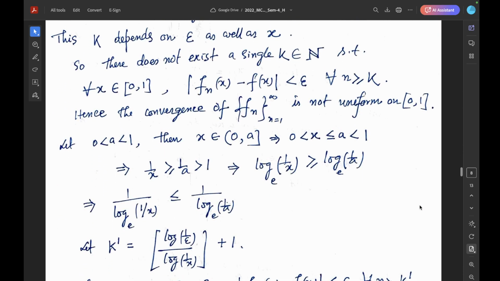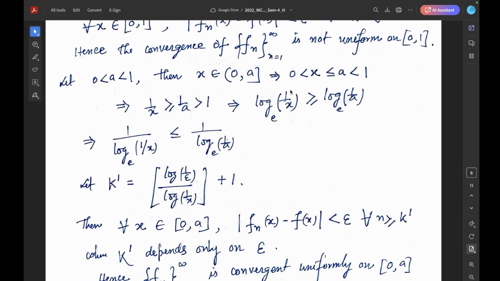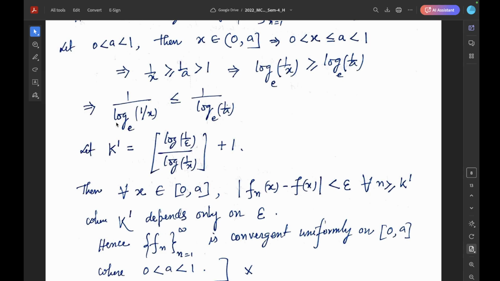Let 0 less than a less than 1, then x belongs to the semi-closed interval 0 to a, closed at a. This implies 0 less than x less than or equal to a less than 1. This implies 1 by x greater than or equal to 1 by a greater than 1. This implies log of 1 by x to the base e greater than or equal to log of 1 by a to the base e. This implies 1 by log of 1 by x to the base e less than or equal to 1 by log of 1 by a to the base e.